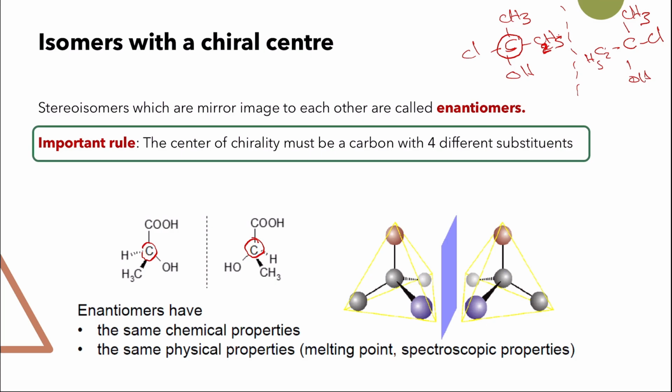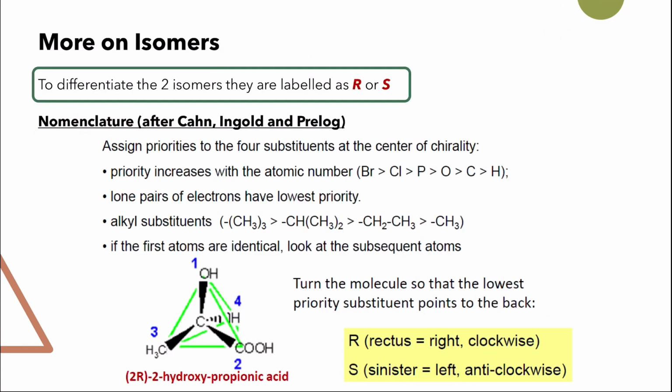How can we name these isomers? We also use a prefix for these isomers, which is R or S. So let's have a look at how to differentiate between these by labeling them using the prefix R or S. We're going to give priority to the four different groups, assigning priority 1, 2, 3, 4, following the same rules for assigning priorities as when we were talking about the isomers of the alkenes.